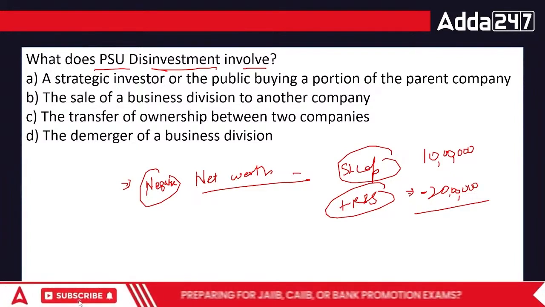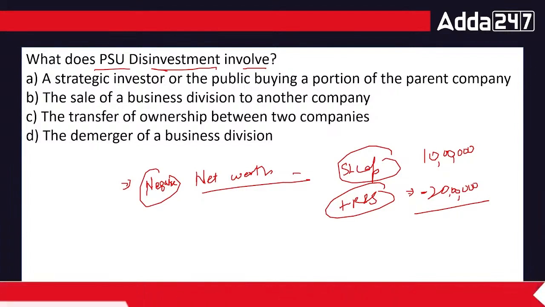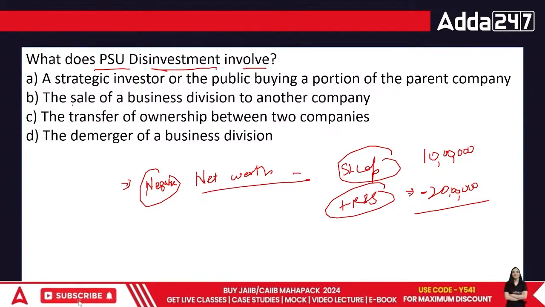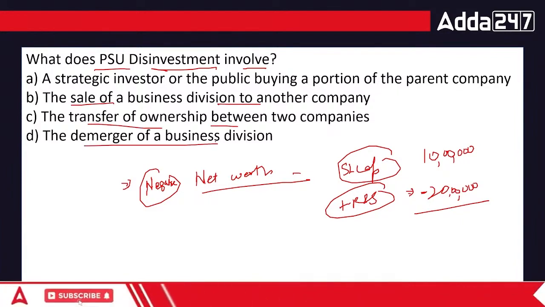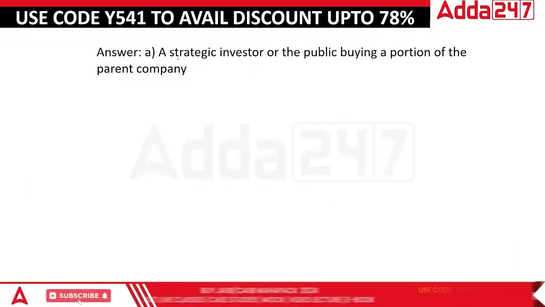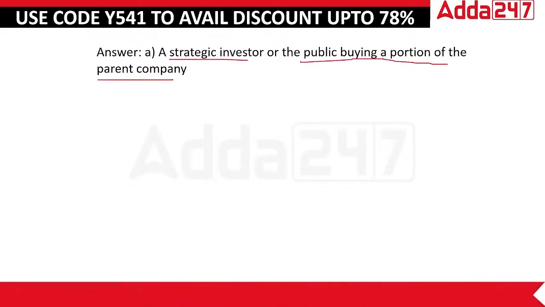So what's going to be the answer in this case? The strategic investor or public buying a portion of the parent company, the sale of a business division to another, transfer of ownership between two companies, or demerger of a division. The answer is A. A strategic investor or the public buying a portion of the parent company.